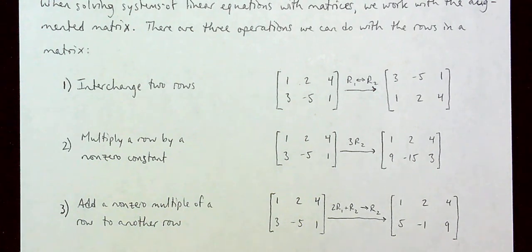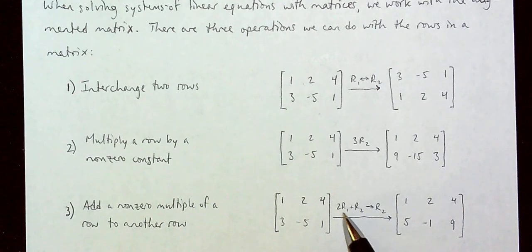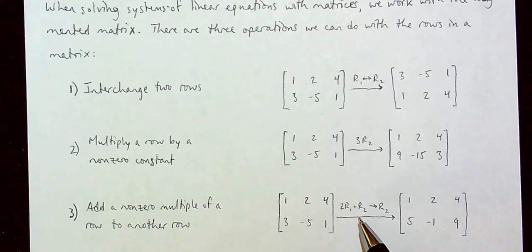And then the third operation we can do, this is perhaps the most complicated one, is we can add a non-zero multiple of a row to some other row. So what I did here was I took 2 times row 1 and I added it to row 2. That's the 2R and then the little 1 subscript plus R2.